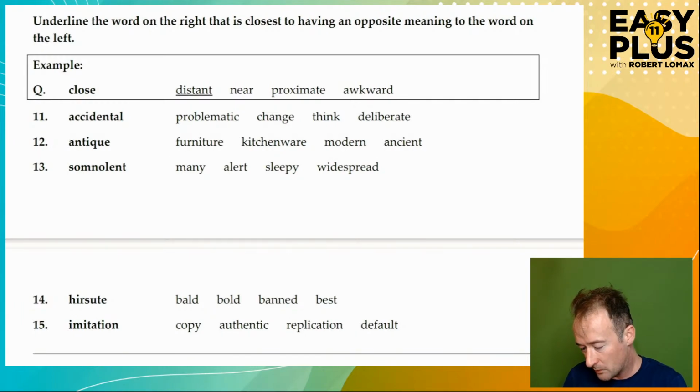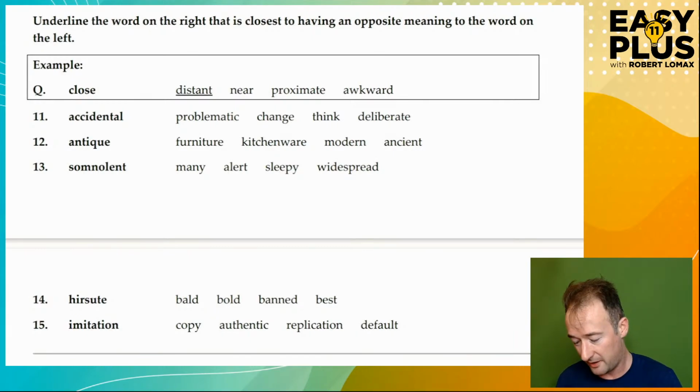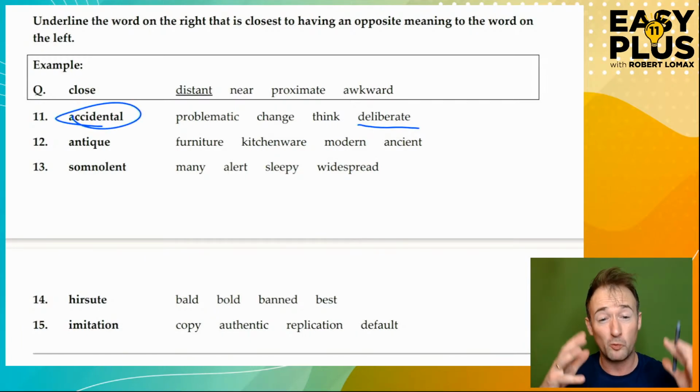Accidental, problematic. Again, look out for words that can have different meanings in different contexts or that can sound different, which can be a confusion. Accidental. Let's stop and think about the word accidental. So not deliberate. Not on purpose. So we want something like purpose, purposeful, deliberate. Deliberate, it's there, okay? So this was actually quite straightforward. Just thinking about the word on the left, we actually spotted an answer that was there on the right.